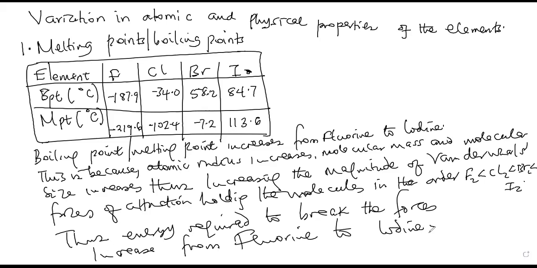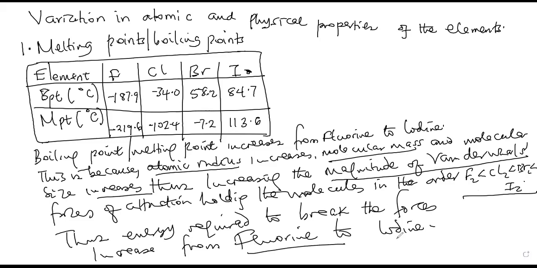We talk about the increase in atomic radius, that is a marking point. Talk about the molecular mass and molecular size increasing. We talk about the increase in the magnitude of the van der Waals force of attraction holding the molecules. Since the atomic radius increases down the group, the van der Waals force of attraction will also increase down, thus increasing the energy required to break the forces from fluorine to iodine.